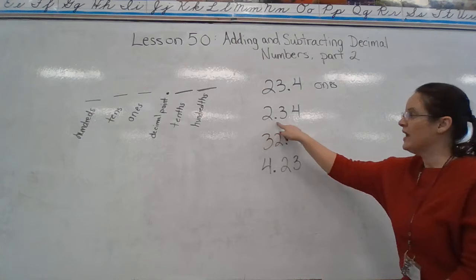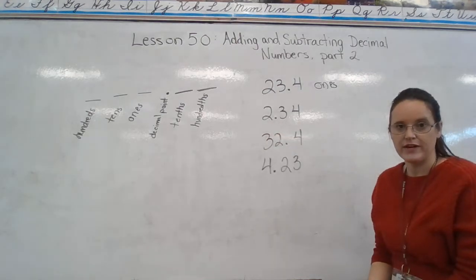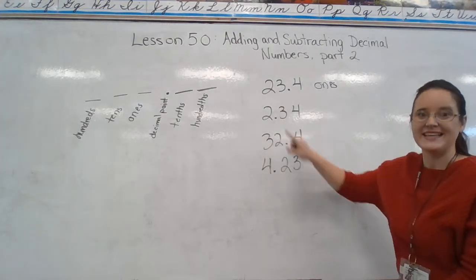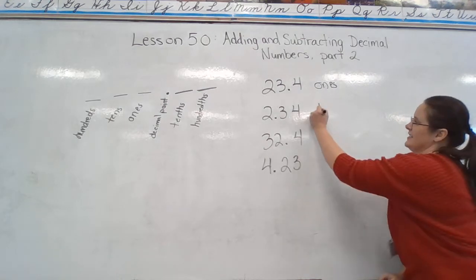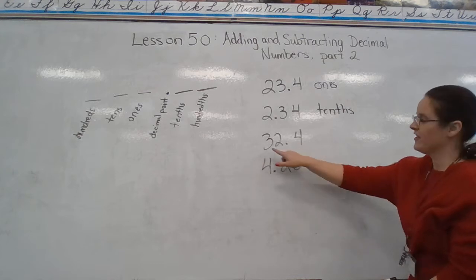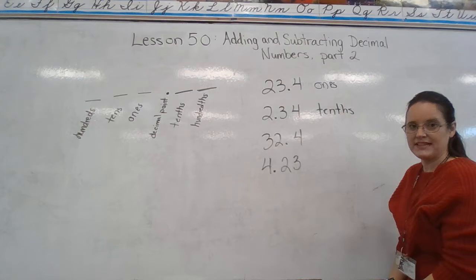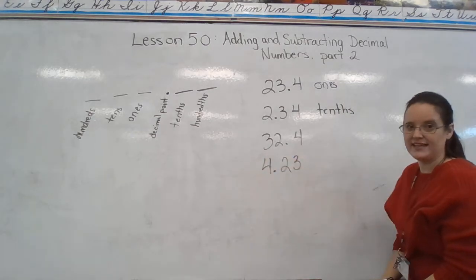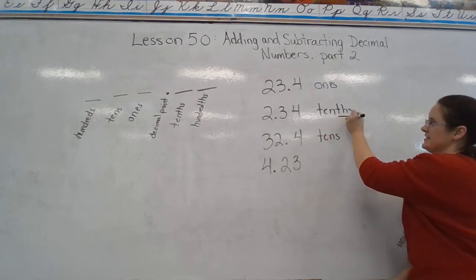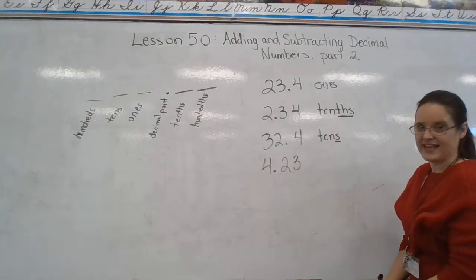What about 2 and 34/100? Where's the 3 in that one? It's right here. This is the tenths. Here we have 32 and 4/100. What place value is the 3 in? Here it's in the tens. Notice the difference. Here we have THS at the end. Here we just have S at the end.